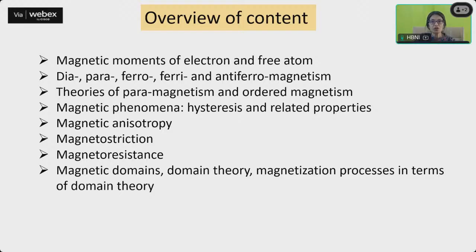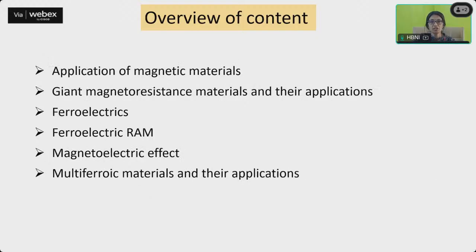Then we will discuss, or I would say refresh your memory about, dia-, para-, ferro-, ferri-, and antiferromagnetism, and what we mean by them. Then we'll talk a little bit about theories of paramagnetism and ordered magnetism. Then we will talk about hysteresis and related properties, and magnetic anisotropy. Then we'll cover magnetostriction, magnetoresistance, magnetic domains, domain theory, and magnetization processes in terms of domain theory.